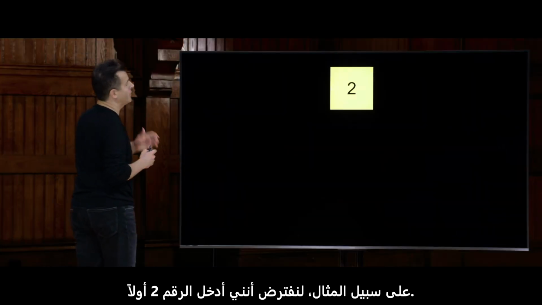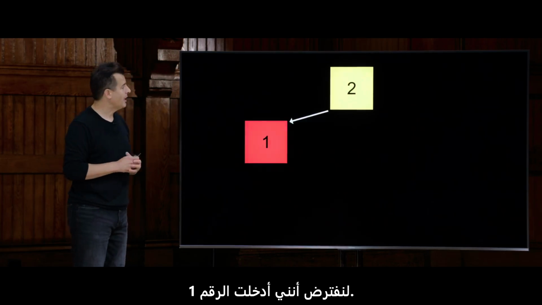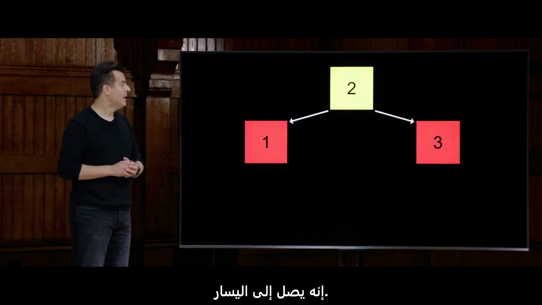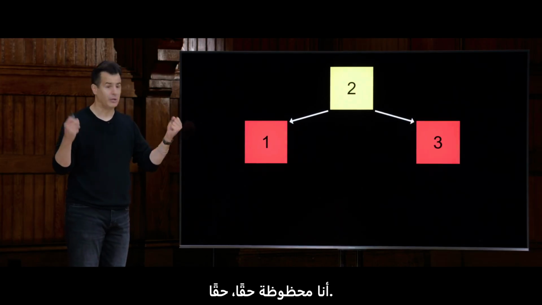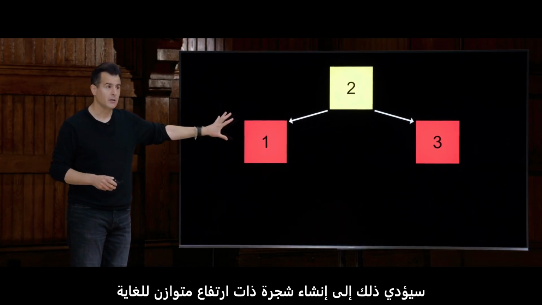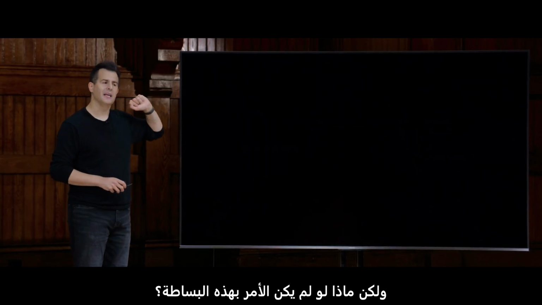For instance, suppose I insert the number 2 first. OK, easy. It's the root of the tree. Suppose then I insert the number 1. That's easy. It gets to the left. Then I insert the number 3. I'm getting really, really lucky. So far, so good. That would lead to a very balanced tree of height log n, because everything's nicely balanced. But what if it's not that simple?